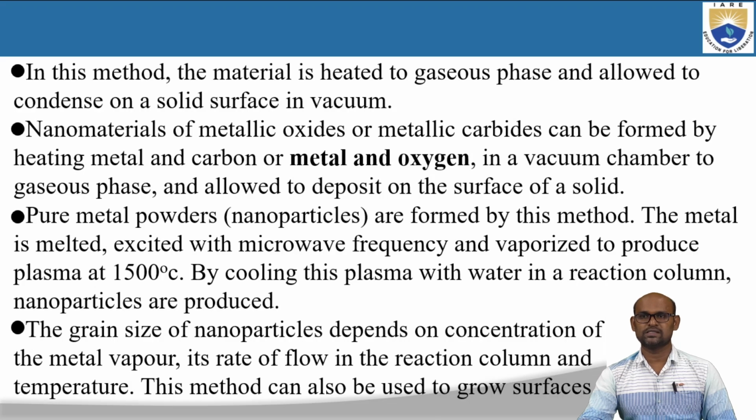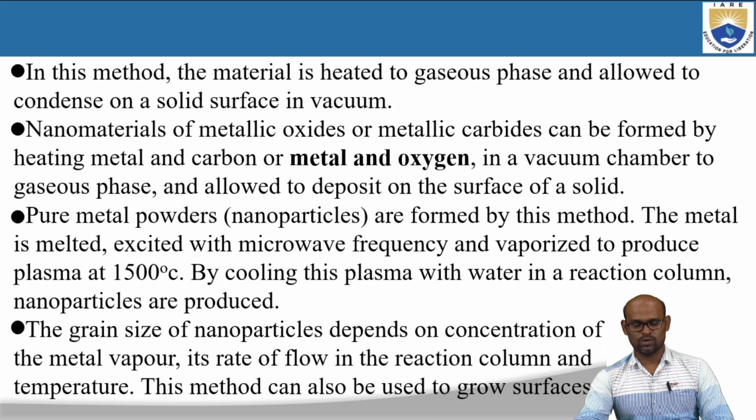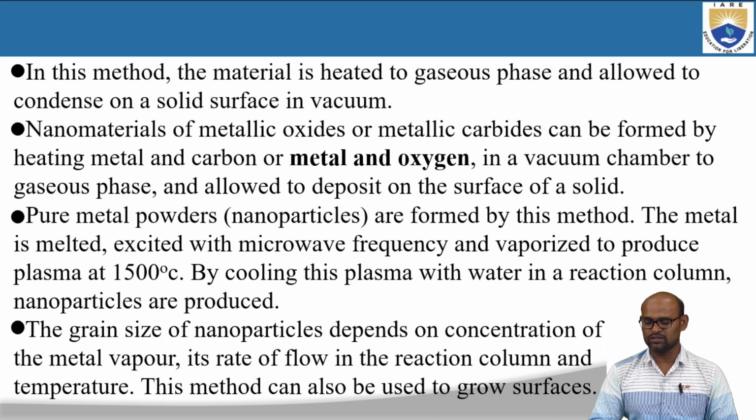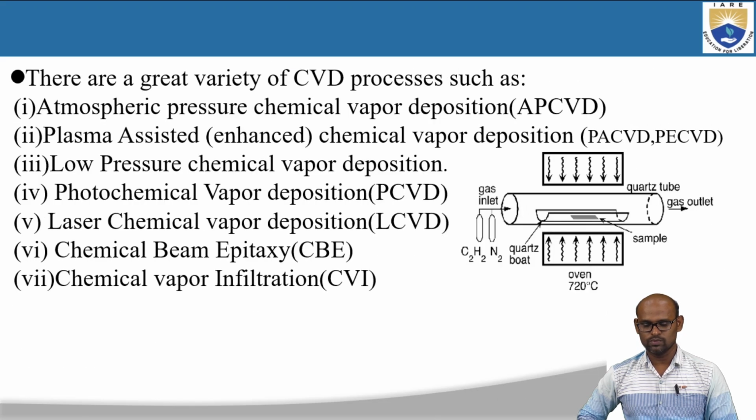Nanomaterials of metallic oxides or metallic carbides can be formed by heating metal and carbon or metal and oxygen in a vacuum chamber to gaseous phase and allowed to deposit on the surface of a solid. Pure metal powders are formed by this method. The metal is melted, excited with microwave frequency and vaporized to produce plasma at 1500 degrees centigrade. By cooling this plasma with water in a reaction column, nanoparticles are produced. So the grain size of nanoparticles depends on the concentration of the metal vapor, its rate of flow in the reaction column, and temperature. So this method can also be used to grow surfaces.